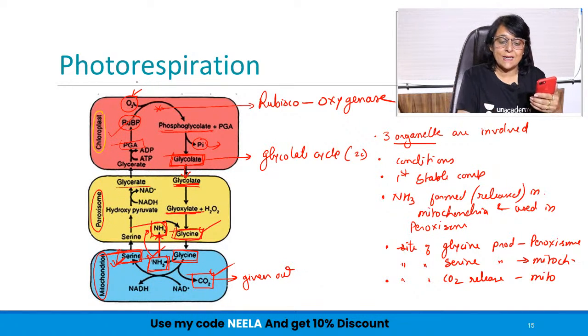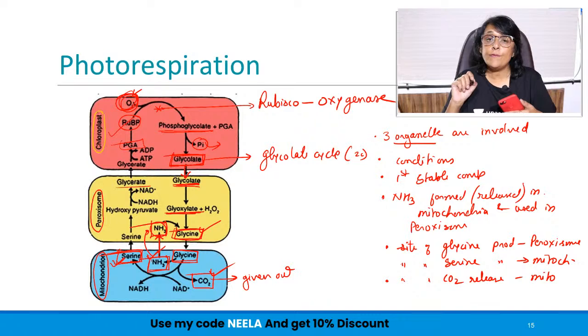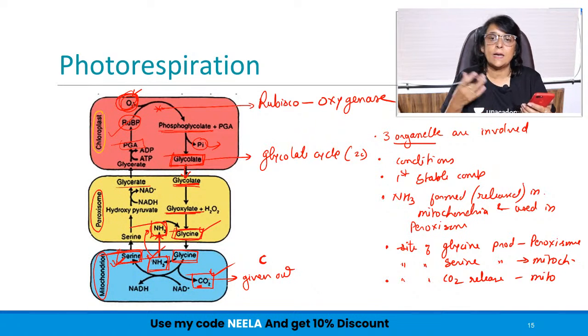So what was taken in was oxygen. What is given out is one carbon atom in the form of CO2. That means this carbon is coming by breakdown of some carbon compound in the plant. And from where is this carbon compound formed? That is by the process of photosynthesis. So whatever is done by photosynthesis is undone by photorespiration.